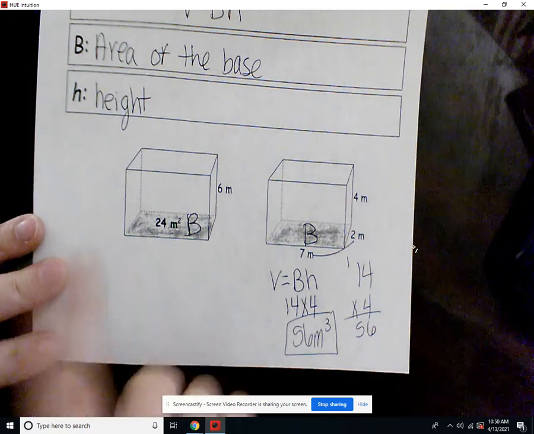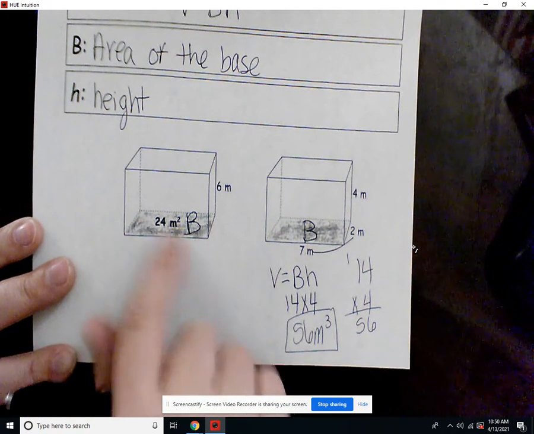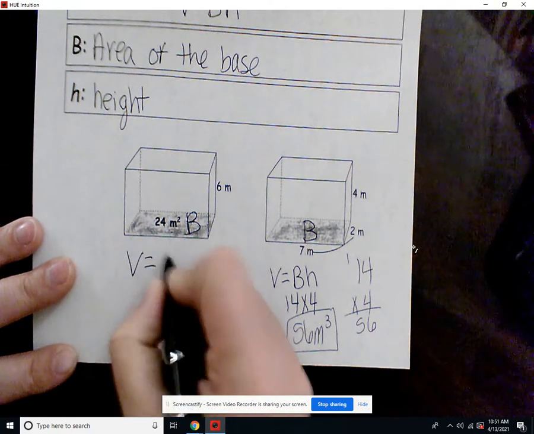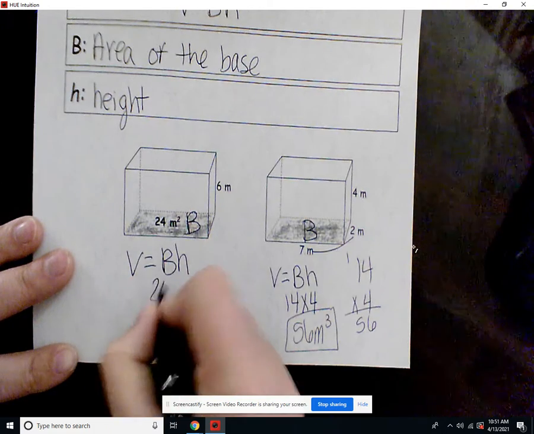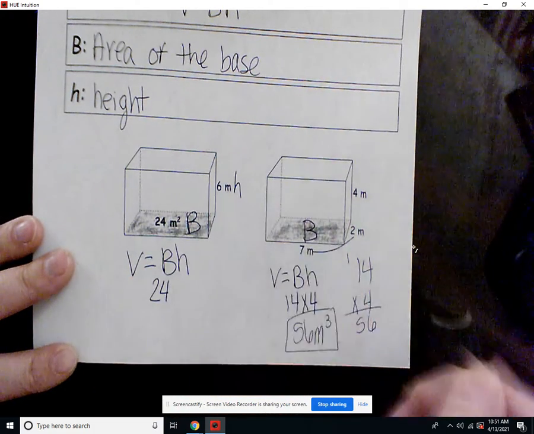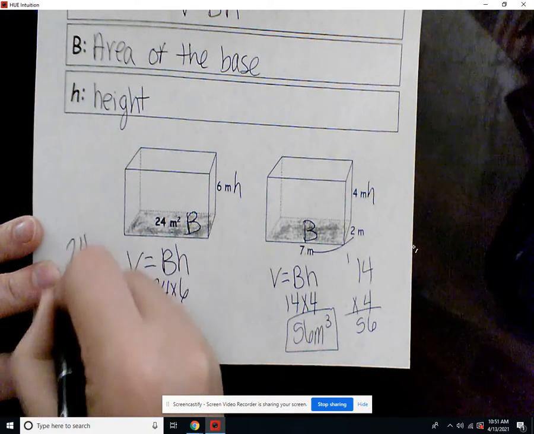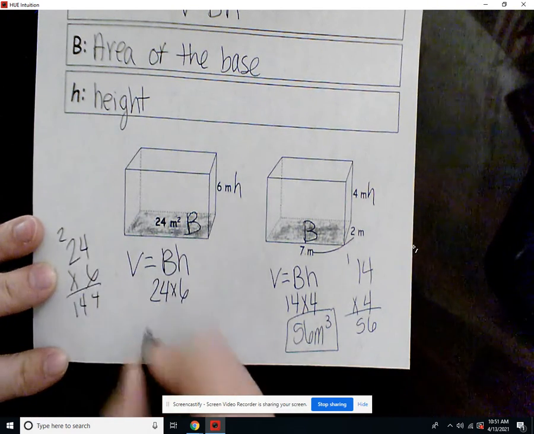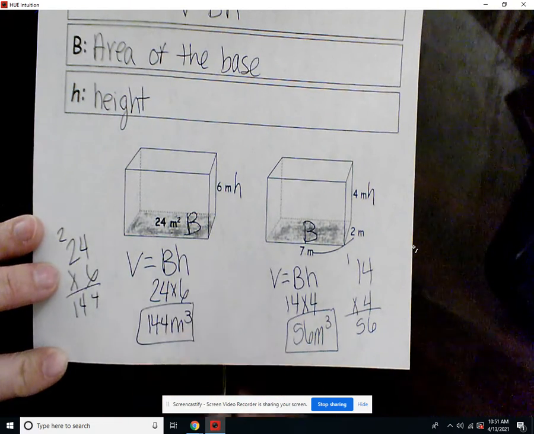Okay, the one to the left is a little bit different because it says m squared. What that means is they've already found the area. The area is 24. So V equals big B H. Our big B is 24, and there's your height, which is 6. We multiply 24 times 6, which is 144. And again, meters with a 3. We call that cubed.